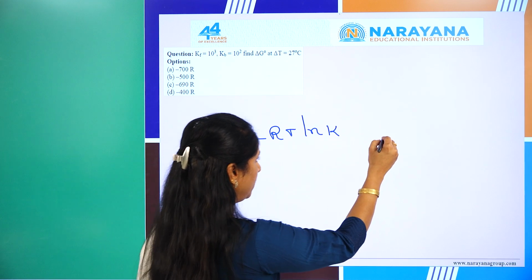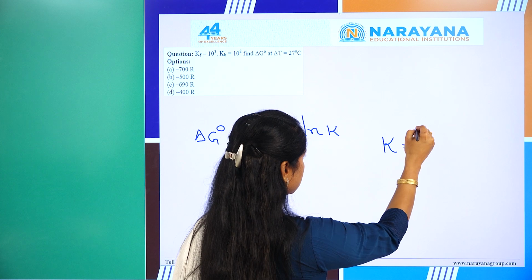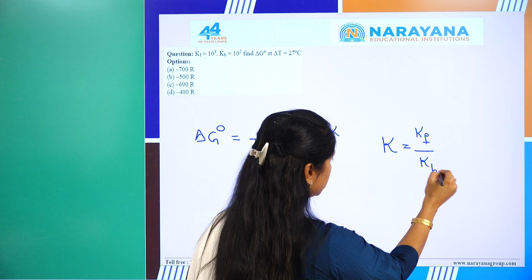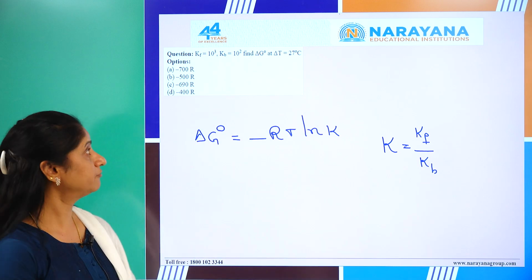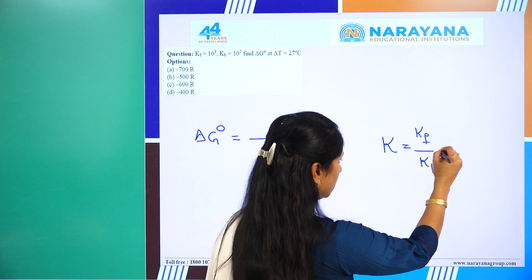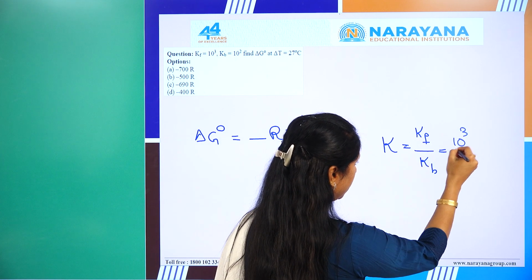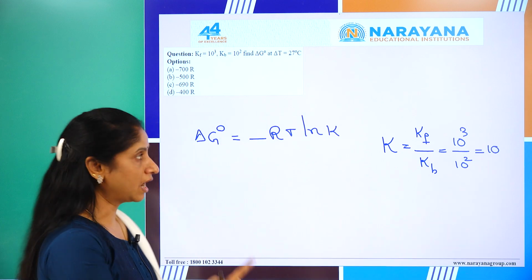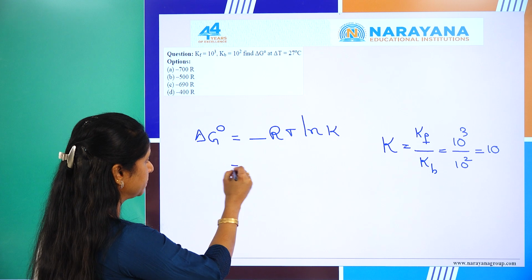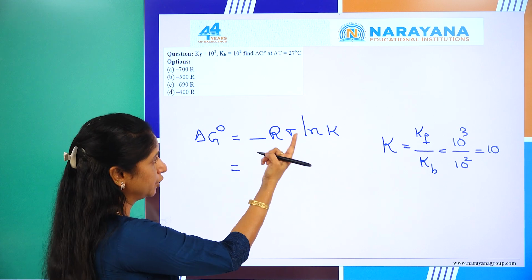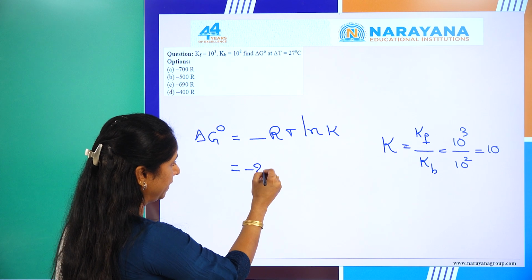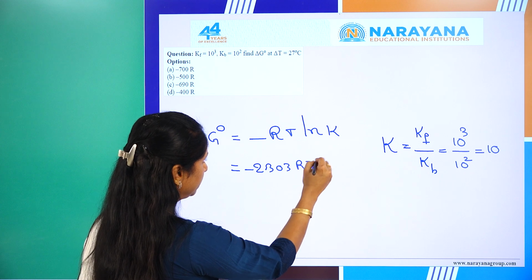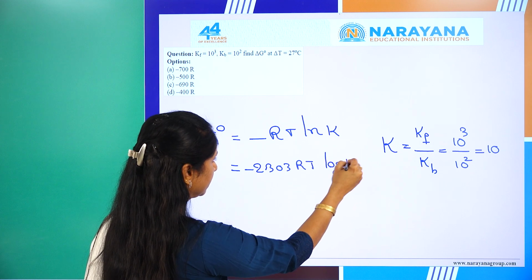The equilibrium constant K I can calculate as the ratio between the specific rate constant of the forward reaction and the specific rate constant of the backward reaction. Kf by Kb is equal to 10 cube by 10 square, which comes out to be 10. And always we do the calculation with respect to base 10, while this is logarithm of base e. To convert base e to base 10, I am multiplying with 2.303 RT log base 10 K.